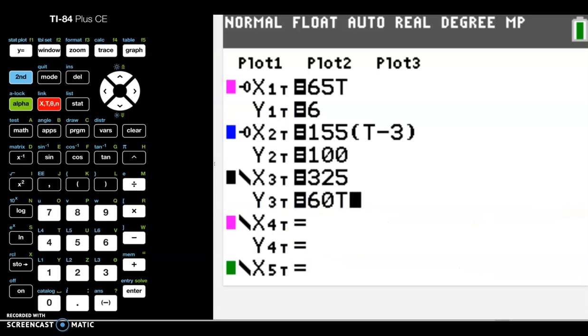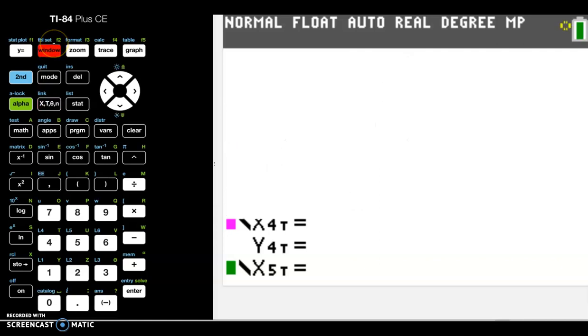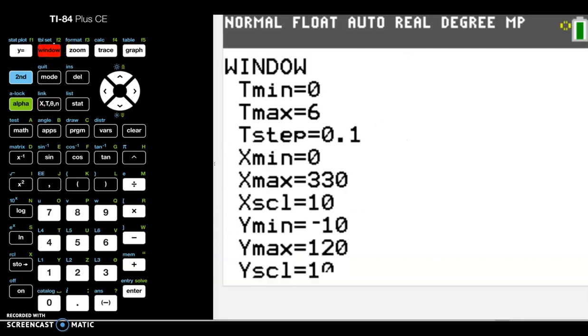Okay, so you can see my graphing calculator set up: pink for Lois, blue for Superman, black for the wall. My window, as stated, I did change my Y max to 120. I didn't really need that 200, but that's your choice. I'm going to hit graph, and I'm going to witness the whole situation unfold in front of me.